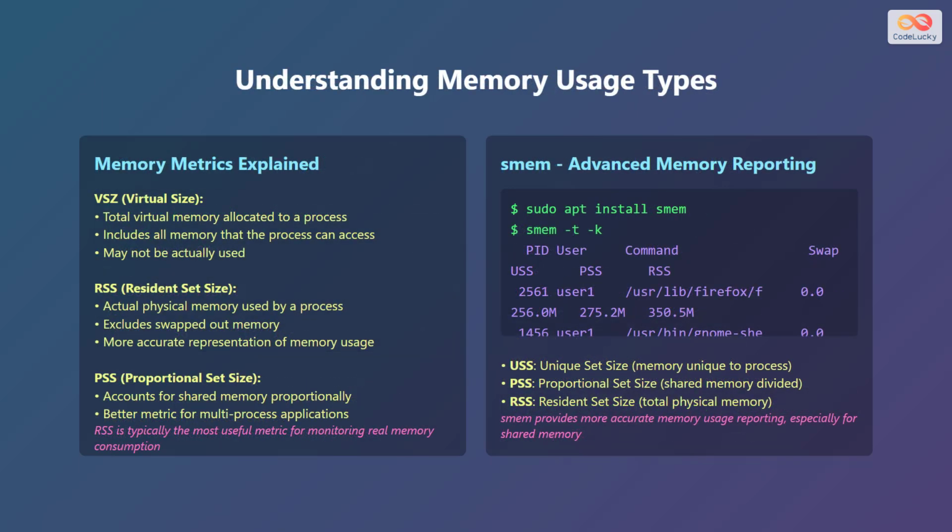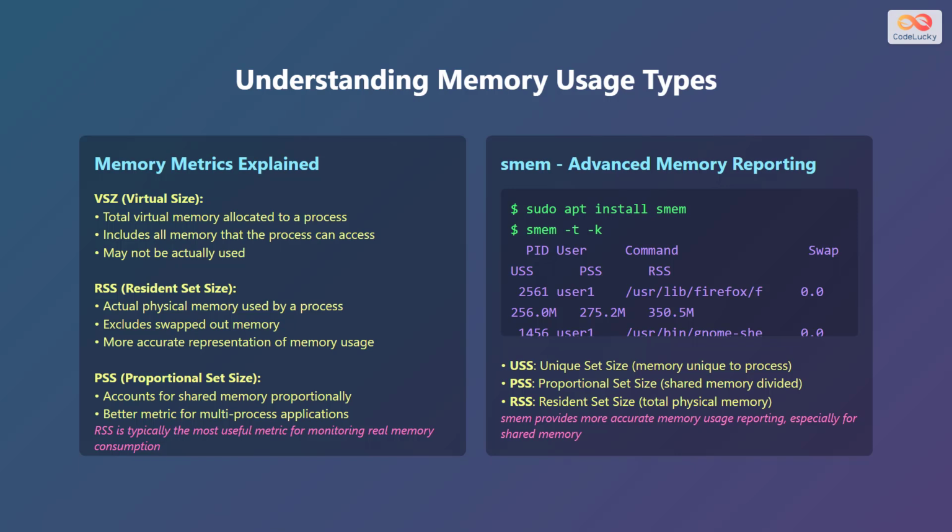Let's understand the different types of memory usage metrics. Virtual size, often abbreviated as VSZ, refers to the total virtual memory allocated to a process. This includes all memory that the process can access, but it may not all be actively used. Resident set size, commonly abbreviated as RSS, represents the actual physical memory used by a process. It excludes any memory that has been swapped out to disk, providing a more accurate representation of memory usage.